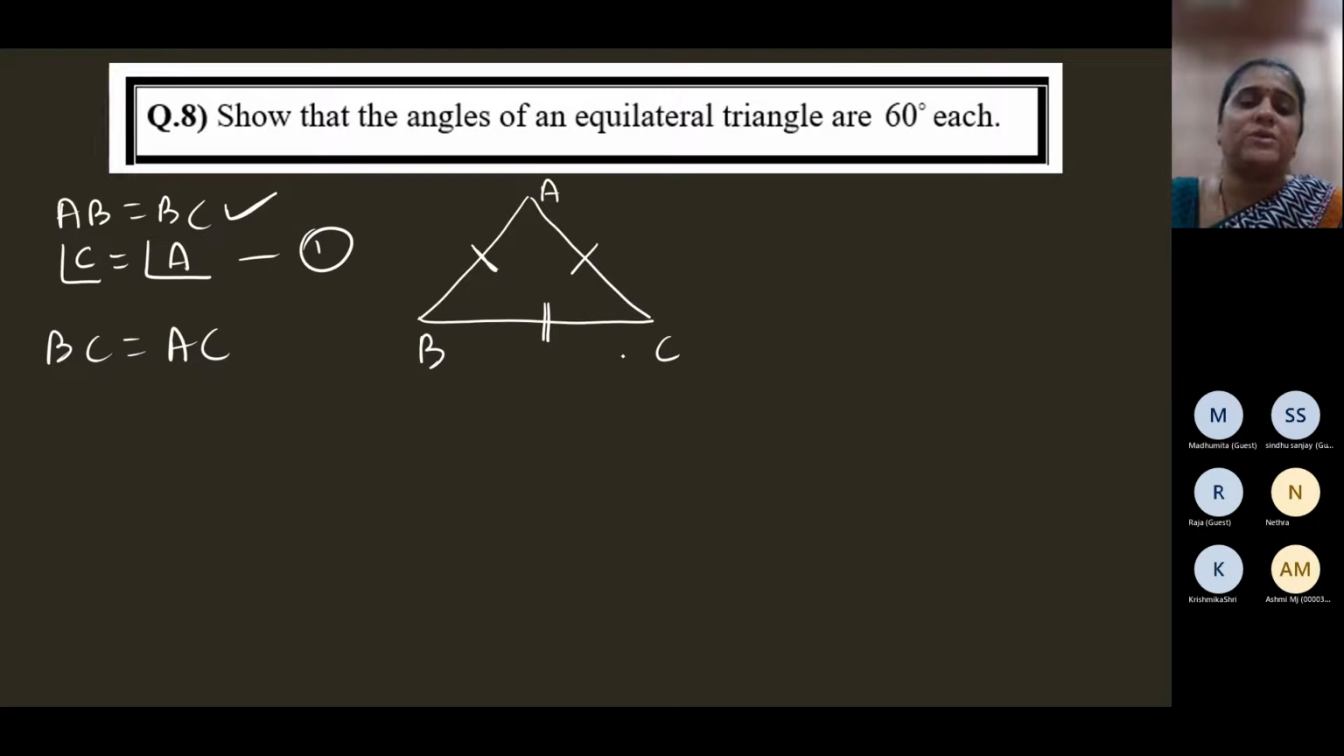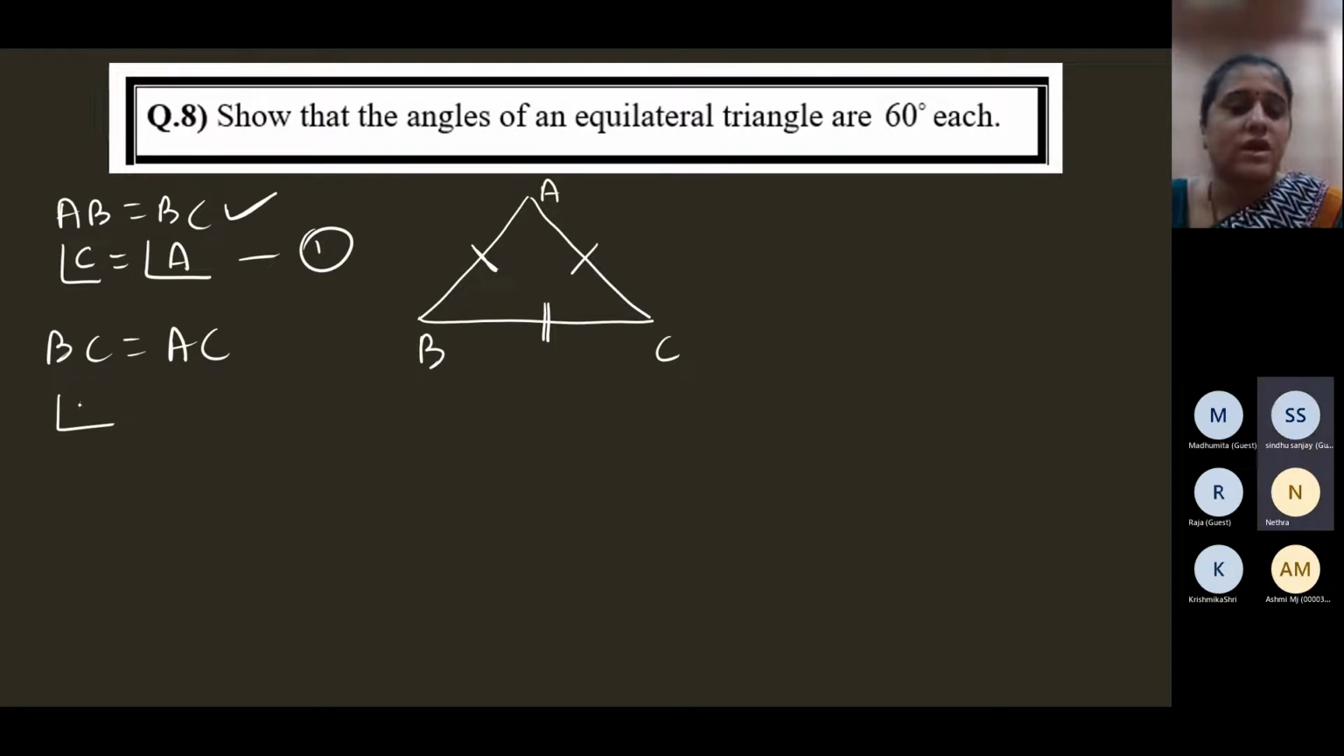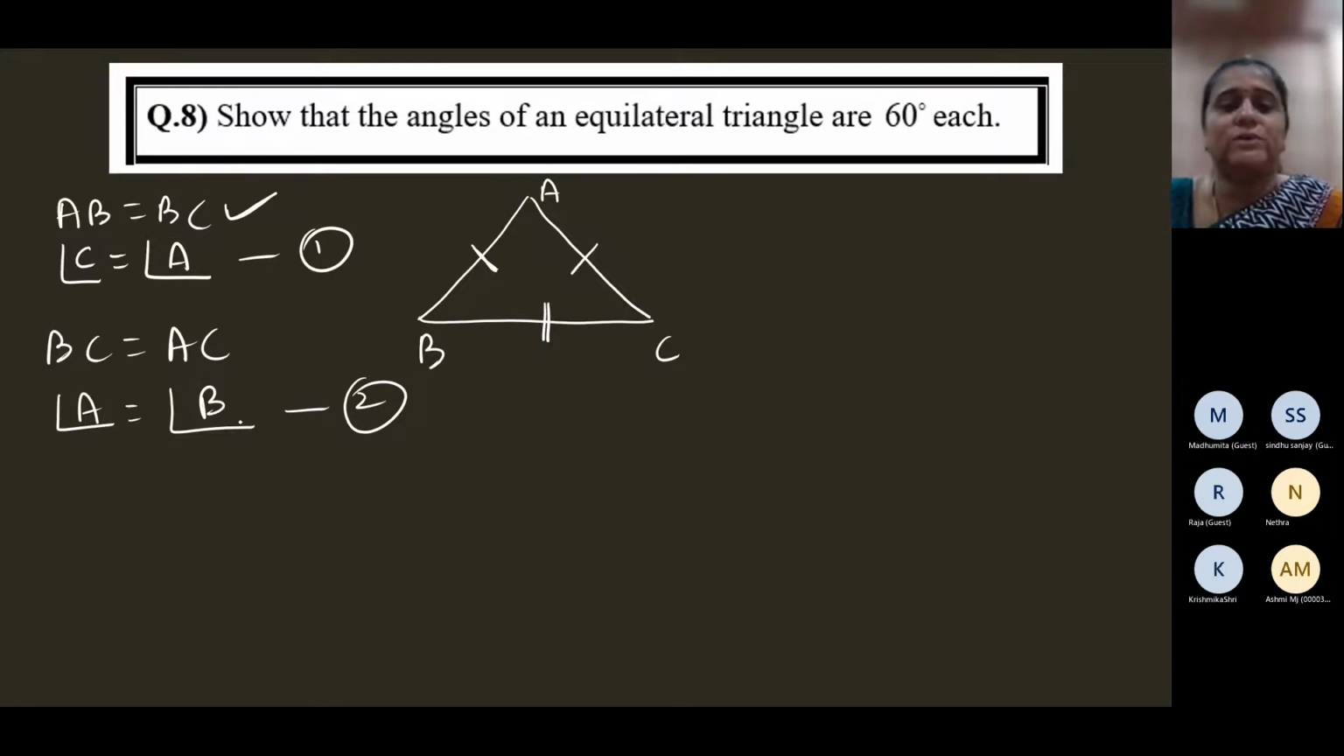Now take two other sides. BC is equal to AC. Now which is the angle opposite to BC? Angle A. And opposite to AC? Angle B. We'll call this result 2. Now can you see? C is equal to A and A is equal to B. That means A, B, C all are equal. Because angle C is equal to angle A. If angle A is 60 degrees, then C is also 60 degrees, just for example.